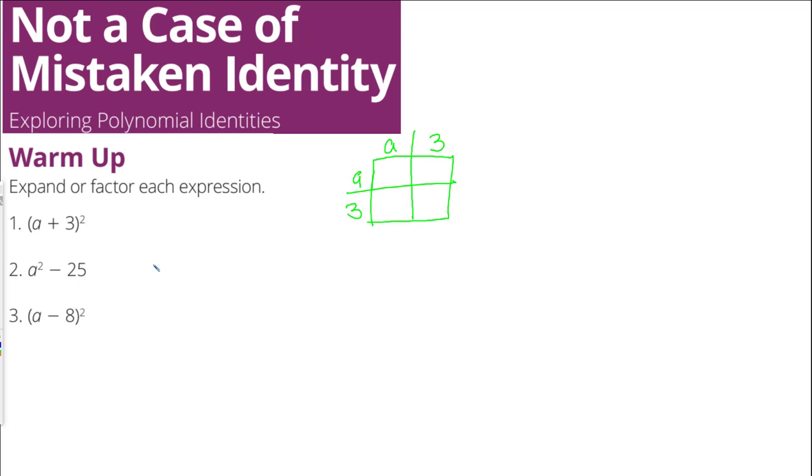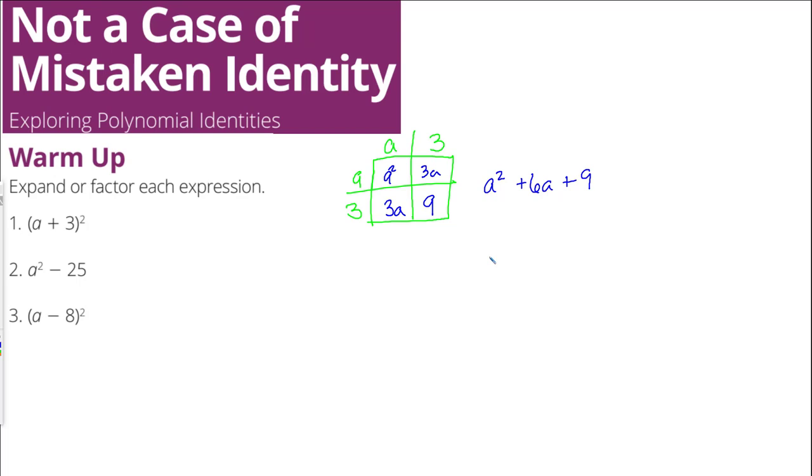So looking at problem number 1, we want to multiply this set out. And when we multiply it, we get a squared, 3a, and 9. Combine it together, we get a squared plus 6a plus 9.